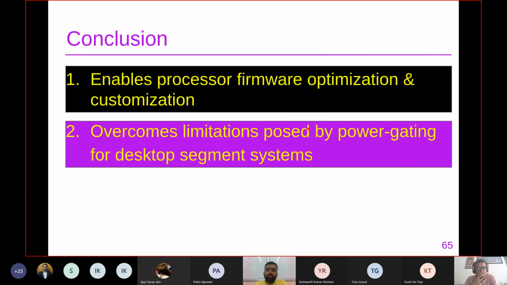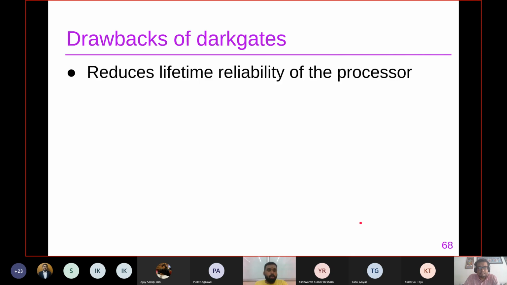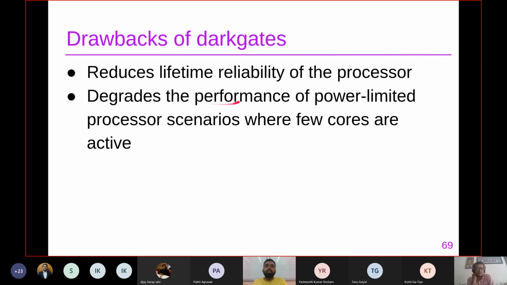It helps us overcome the limitations posed by power gating for desktop segment systems, and it's an effective hybrid power gating approach to meet the power and performance demands. Now, to just mention a few drawbacks about DarkGates, it actually reduces the reliability of the processor, on which we need to work on. Maybe if we can come up with a better cooling system, we can actually improve the reliability. Second thing, it degrades the performance.